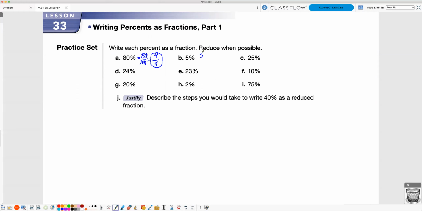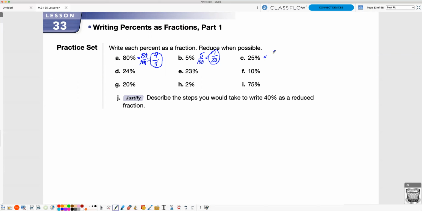For letter B, you would get 5 as the numerator because it's 5%. The denominator is 100. I need to reduce that because I can see that 5 divided by 5 is 1, and 100 divided by 5 would be 20. 1/20th is the same as 5%. Go ahead and do letter C.